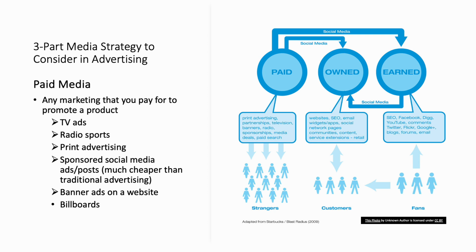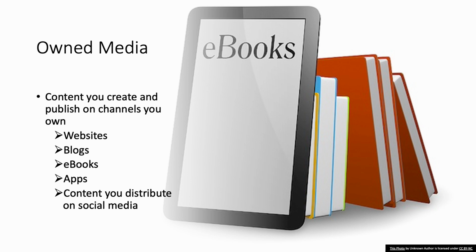Now, the three-part media strategy is important to consider in advertising. The first part of the strategy is paid media. This is any marketing you pay for to promote a product. This includes traditional ads like TV, radio, print, and billboards, as well as digital formats like banner ads and sponsored social media posts. While digital options are often more affordable, all paid media helps you gain visibility and reach your target audience quickly.